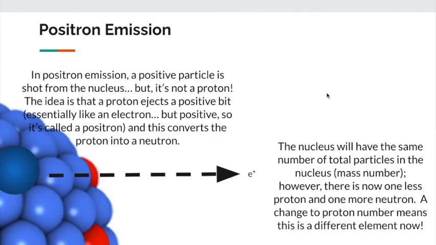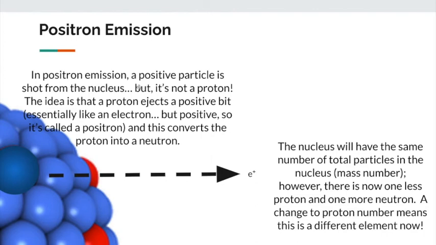All right, everybody, we're finally to the last one. The last one is called positron emission. Sometimes you'll see this referred to as beta plus radiation because it's a lot like beta, but instead of being a negative particle, it's a positive one. So if we look at our description here, it says in positron emission, a positive particle is shot from the nucleus, but it's not a proton. The idea here is that the proton somehow shoots a tiny little positive chunk out of it, and what's left over is neutral.